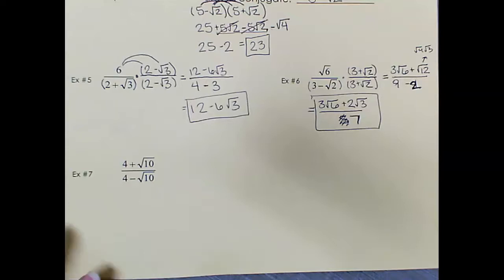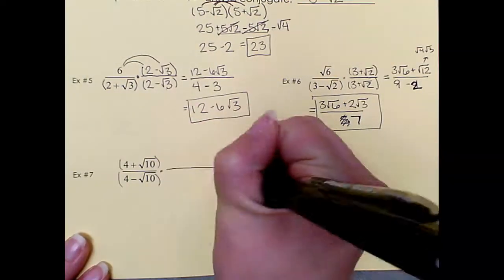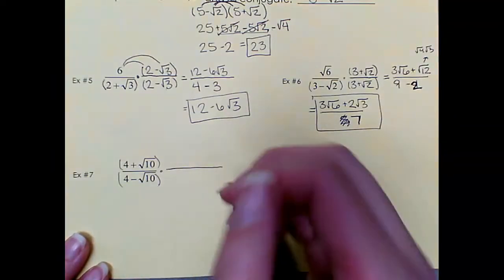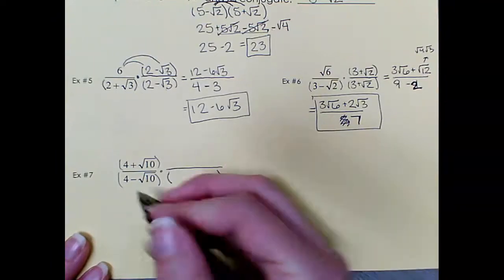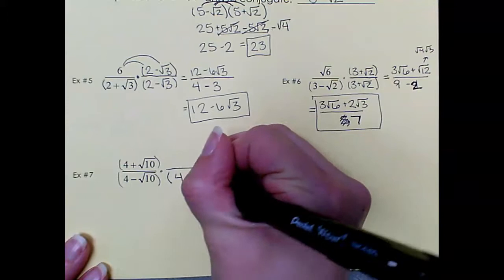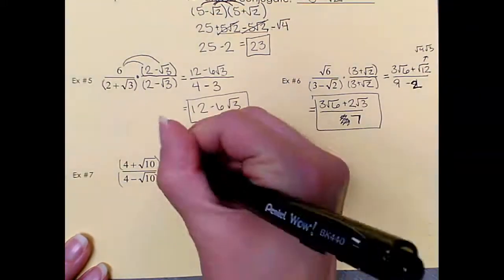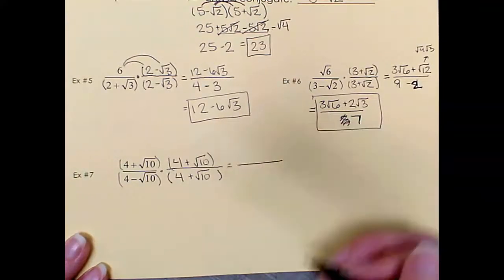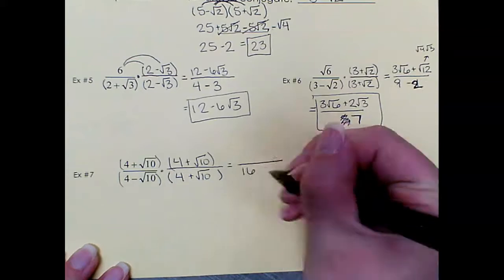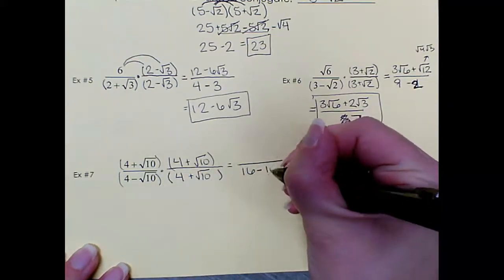And then let's look at example 7. Example 7 has radicals in the denominator. And in the denominator, it's a binomial. That tells me I'm going to use its conjugate. So the conjugate of 4 minus square root of 10 is 4 plus the square root of 10, on top and bottom. On the bottom, we have 4 times 4, which is 16, minus square root of 10 times square root of 10, which is 10.